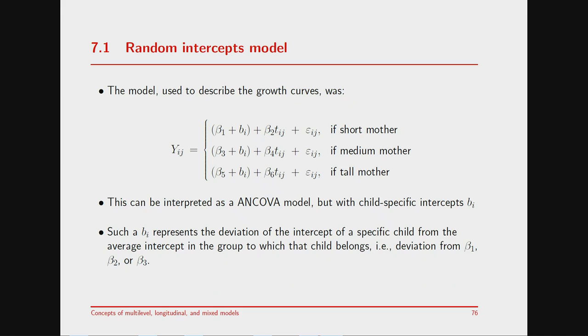If you have a child with a bi which is positive, then you have a child that starts higher than the average in the group to which it belongs. And if you have a child with a bi which is negative, then it's a child that starts lower than the average intercept in the group to which it belongs.